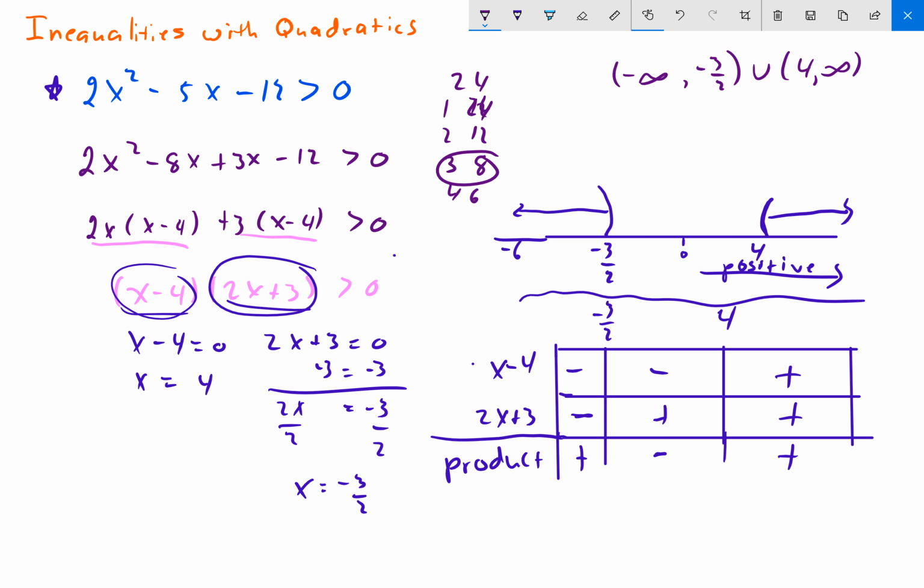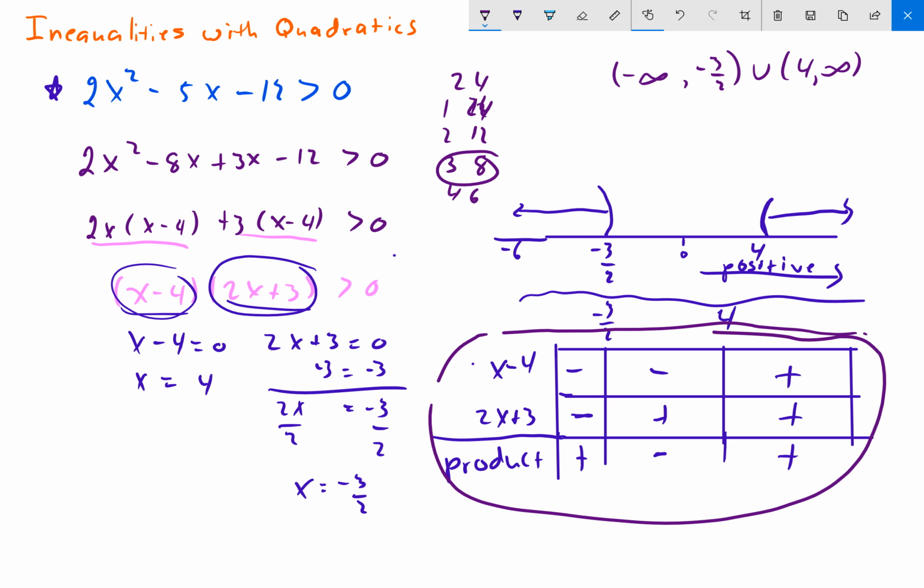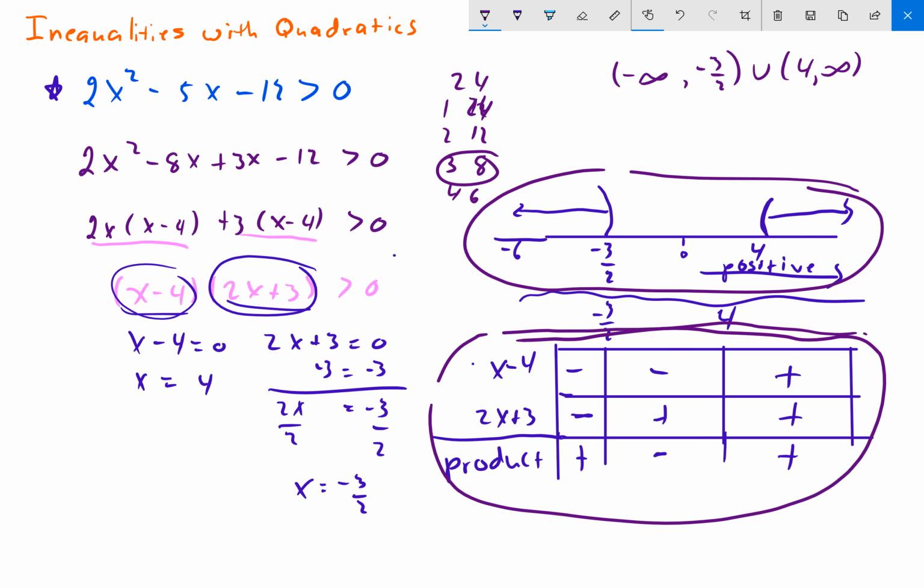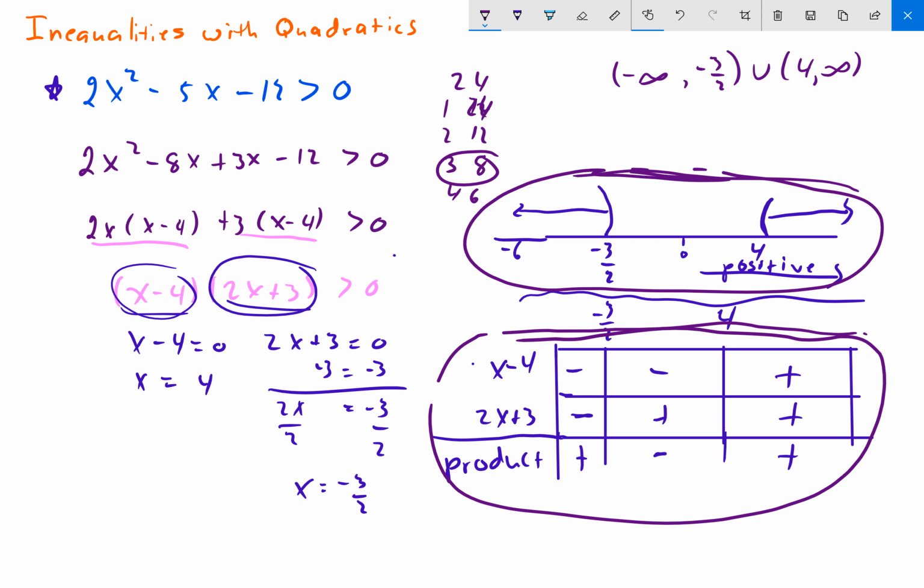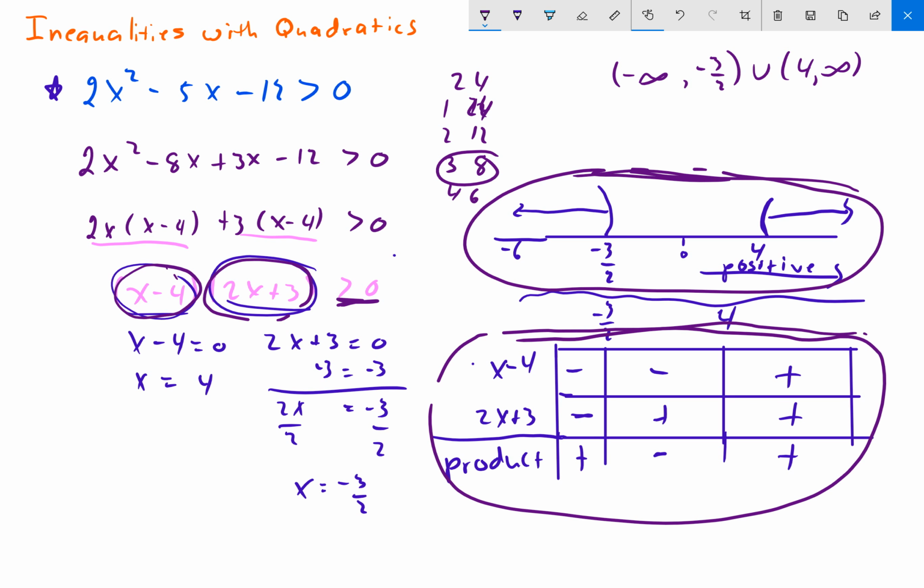And that's it. I hope that you understand what we're doing, first of all, but also how to use this table and how to use the number line as a guide. All right, you might be able to do it just using the number line. The idea is understanding that we are looking at the product of the two factors and how that influences whether or not it's greater than 0 or less than 0.